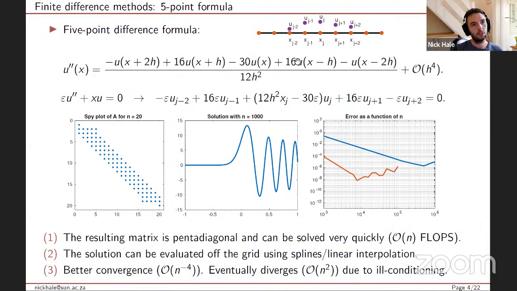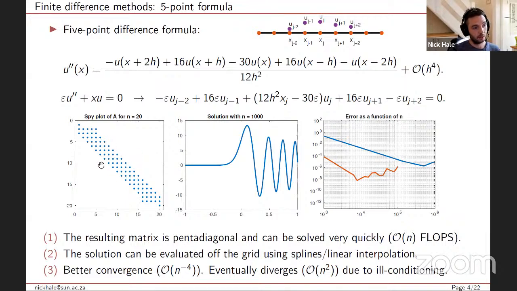Okay, so what else could we do? Well, we could use a larger stencil. So here's a 5-point stencil. We're approximating now the second derivative by, well, we can think about interpolating these 5 points by a polynomial of degree 4 and differentiating that, and that would get us this formula. Again, you can substitute that into your differential equation. You'd end up with a linear system to solve. What does it look like in this case?